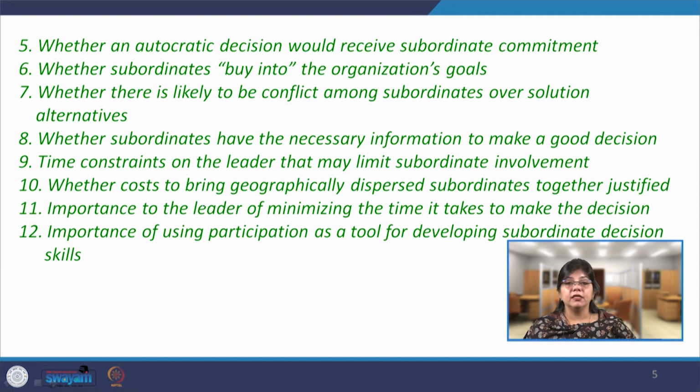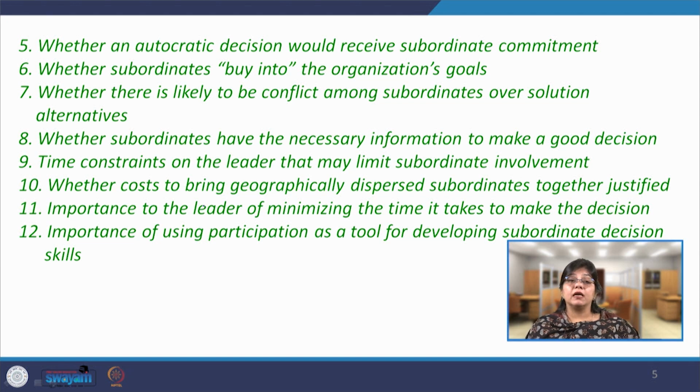How much time the leader will take to make the decision, that expects, that aims to make the decision in minimum time, so as to save the resources and efforts of all the subordinates. And the last, importance of using participation as a tool for developing subordinate decision skills.